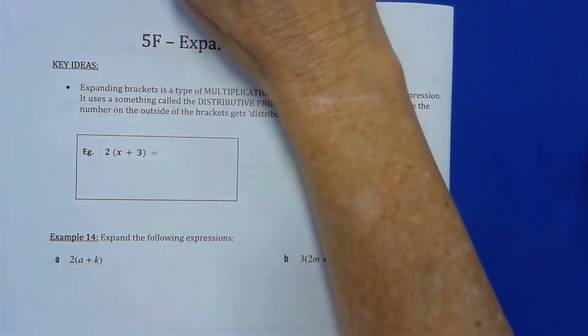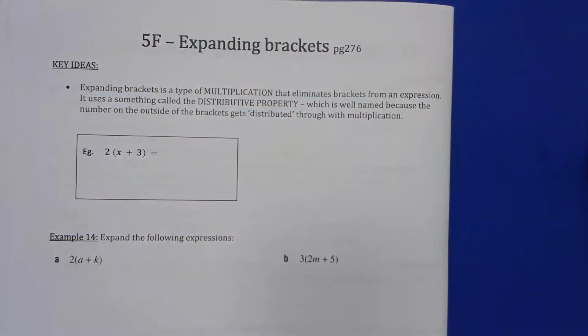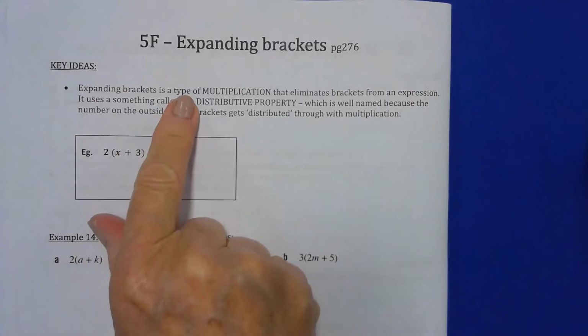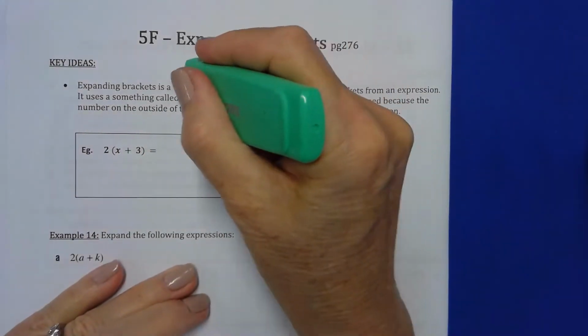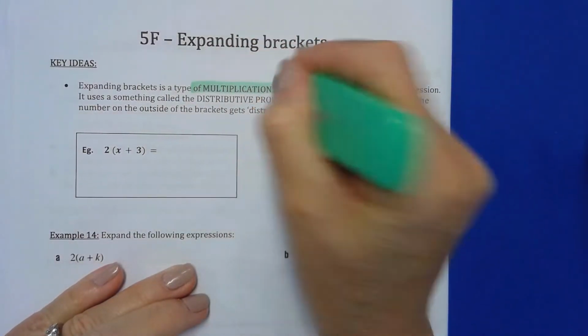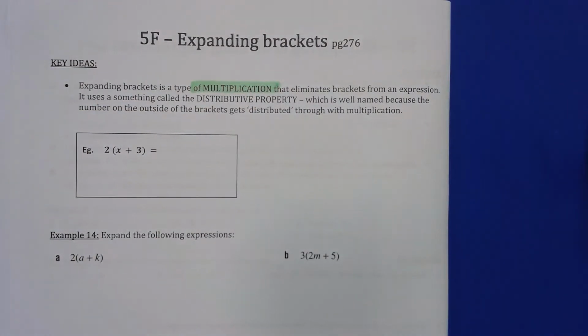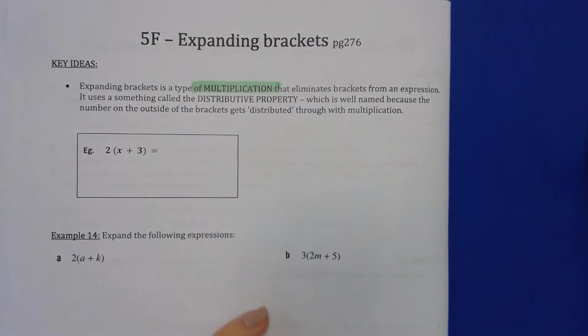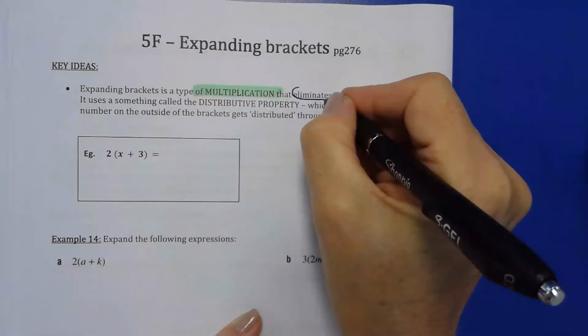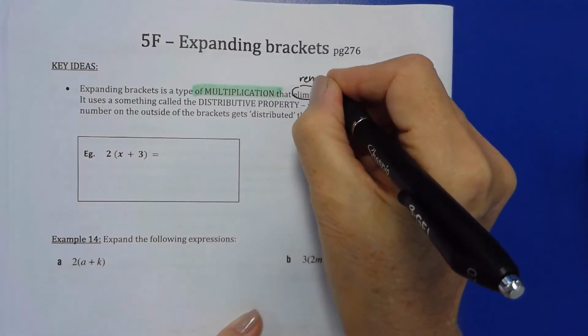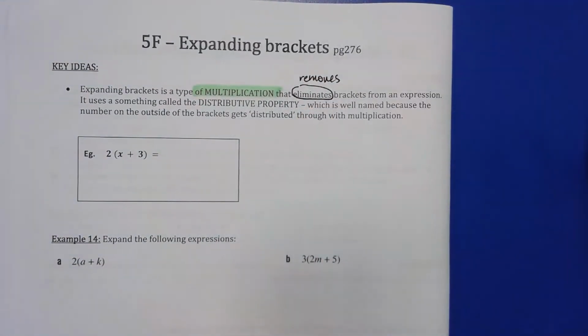Hi girls, this is your video for 5F expanding brackets. Expanding brackets is multiplying. So I'm going to do that. It's multiplication, and it eliminates, what does that mean? Takes away? It takes away or removes the brackets from an expression.